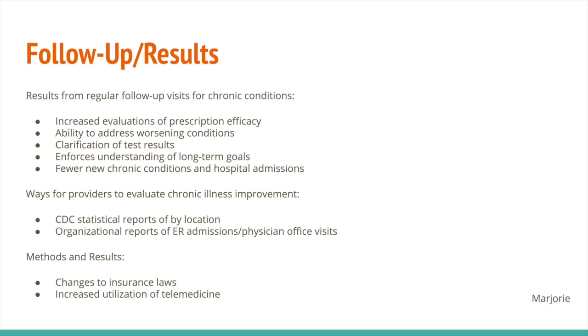Ways for providers to evaluate chronic illness improvement are to provide and receive CDC statistical reports of chronic illnesses. Organizations can also create reports based on ER admissions and physician office visits. And the following methods are also results. Changes in insurance laws and increased utilization of telemedicine are both ways to improve chronic illnesses and results that are expected from our changes.